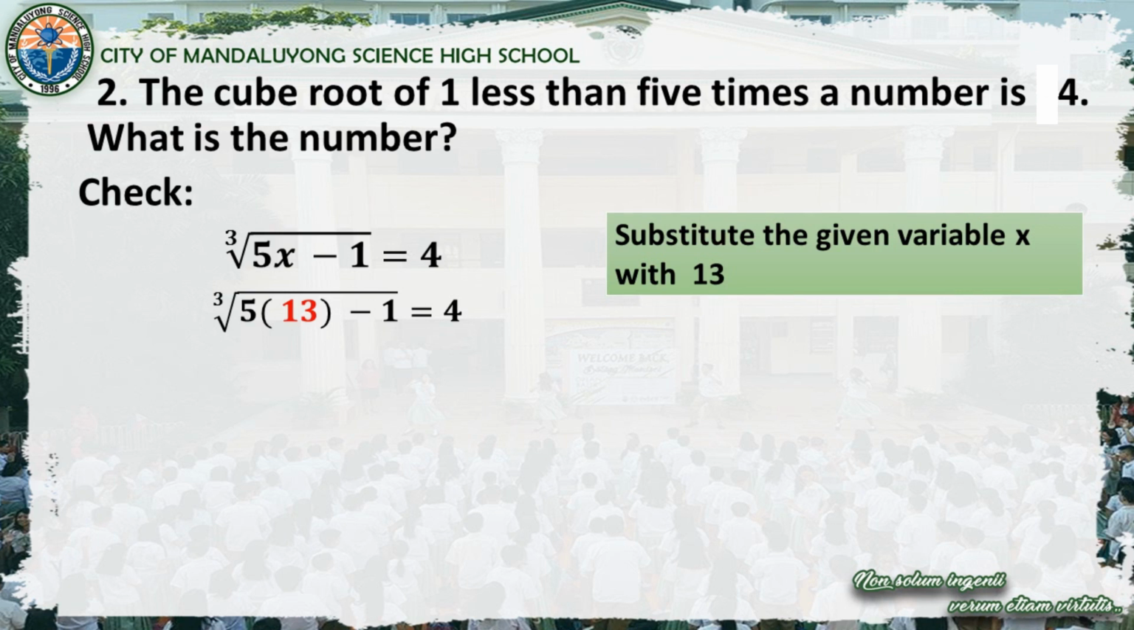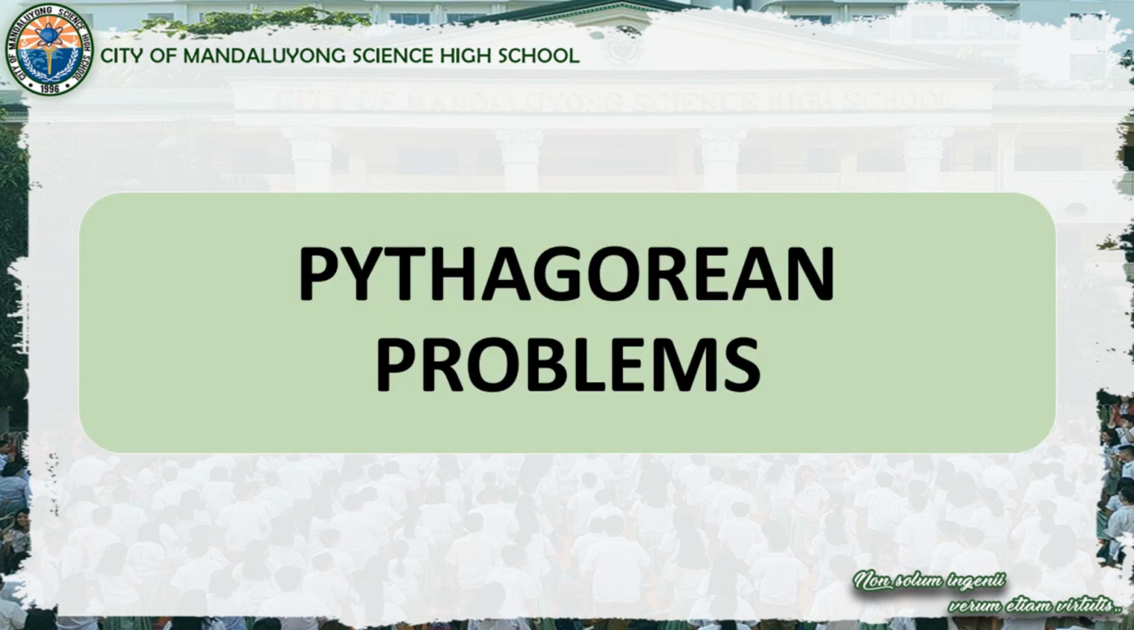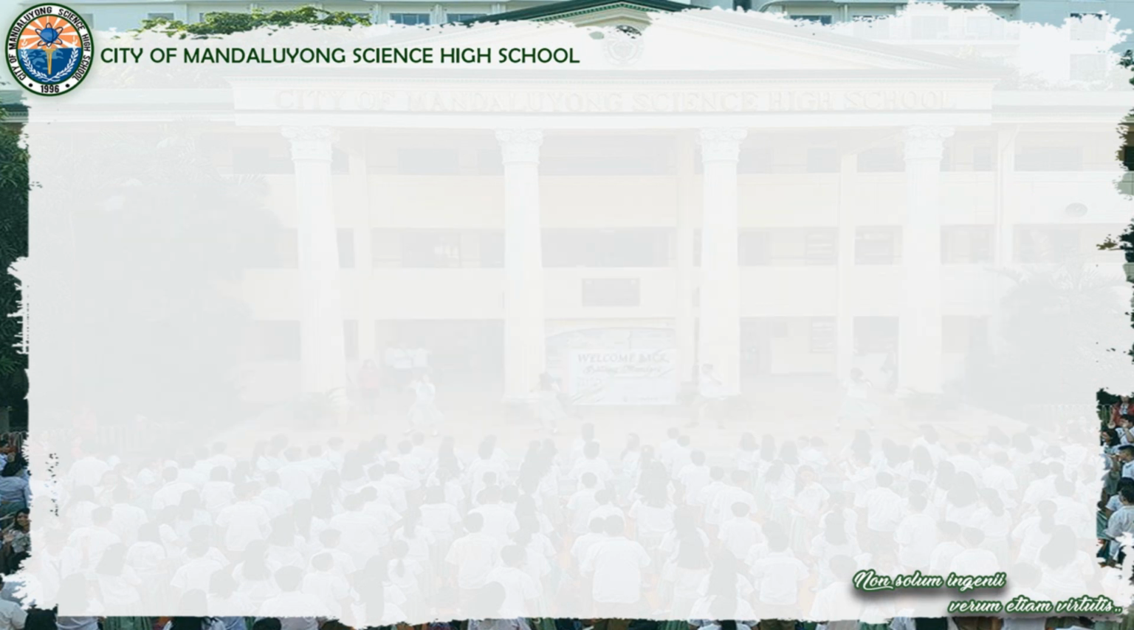Multiplying 5 and 13, we obtain 65. So we have cube root of 65 minus 1 equals 4. Subtracting 1 from 65, we have a difference of 64. So our new equation then is cube root of 64 equals 4. Getting the cube root of 64, you will get 4. And that's equal to 4 on the right side. And so, that's it. Let's try to solve Pythagorean problems.